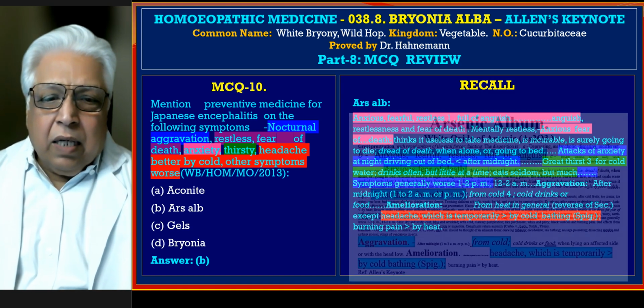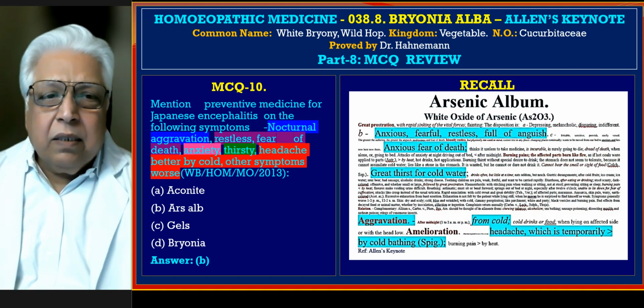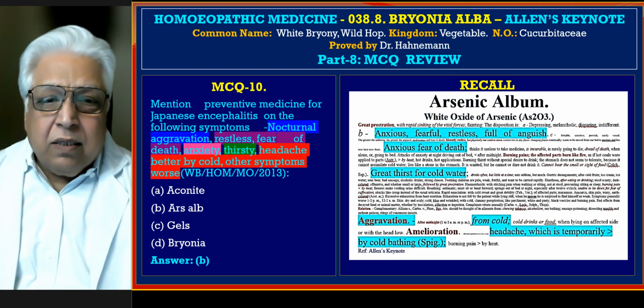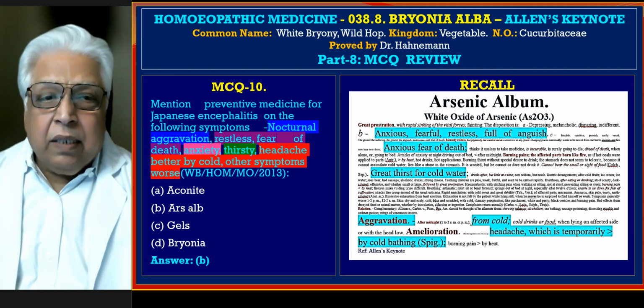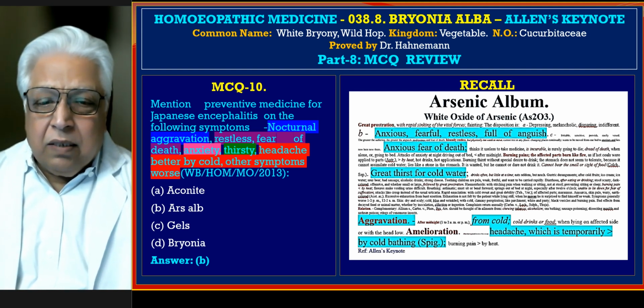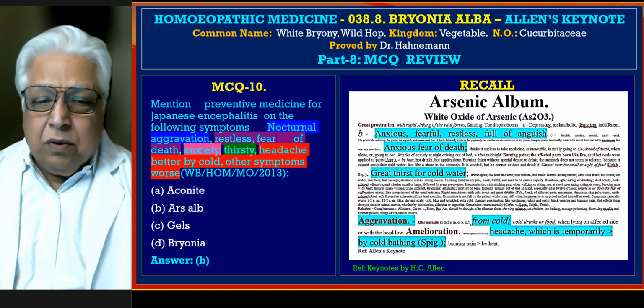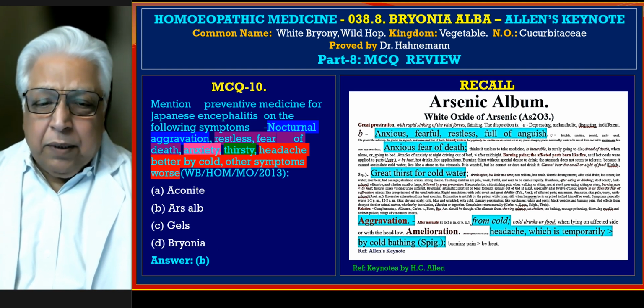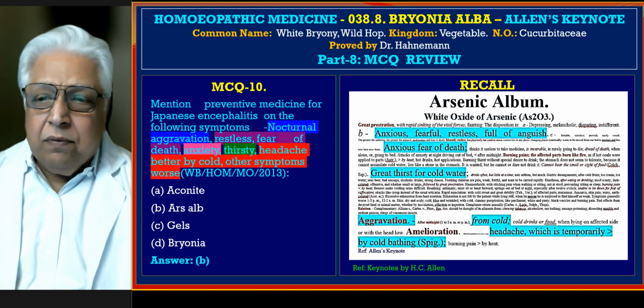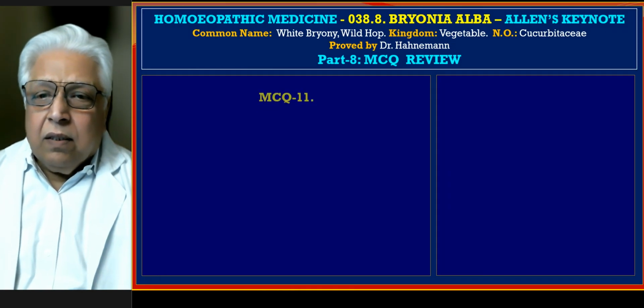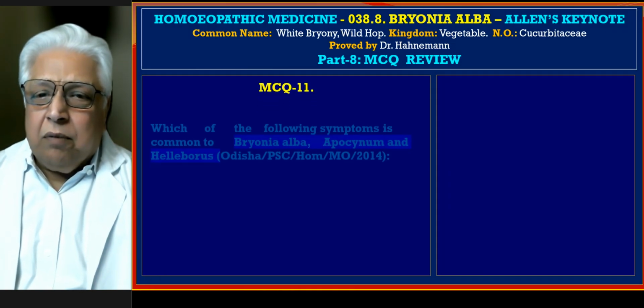So these are the symptoms which we find here in Arsenic album in Allen's Keynotes, how they are spread in the text, and they have been highlighted. So we again find Arsenic album is the correct choice. The reference we have already told you probably, and we repeat again, Keynotes of H.C. Allen. Now we go to MCQ 11.